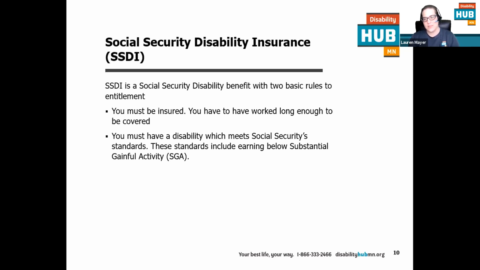And then the other thing, you have to still meet Social Security's disability standards, which include a standard called earning below substantial gainful activity, or SGA. That's going to become a really important concept when you go back to work, because they're going to use that same standard that they used when you applied towards a work effort. So we're going to talk a little bit about that in just a few slides here.